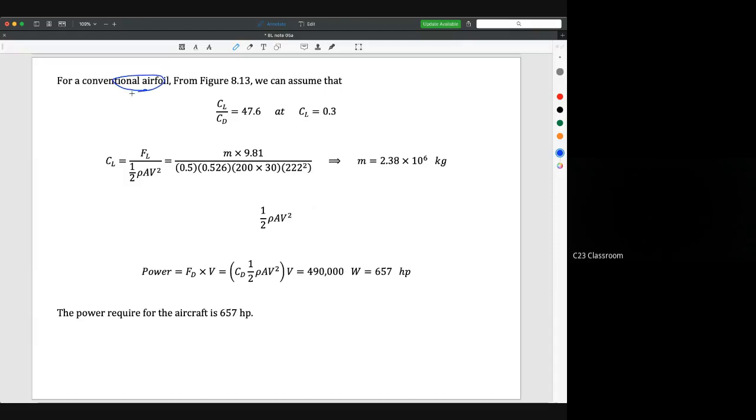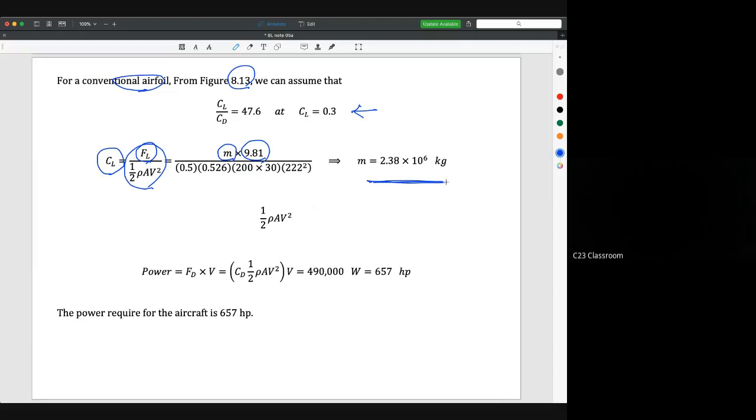From figure 8.13, we could assume that CD over CL is 47.6 and the lift coefficient CL is 0.3. Then we could calculate the mass by equating the CL here, 0.3, with the lift force over 1/2 rho AV squared that we have. The lift force can be expressed as the mass times gravity, and then we could calculate the mass, which is 2.38 times 10 to the power of 6 kilograms.